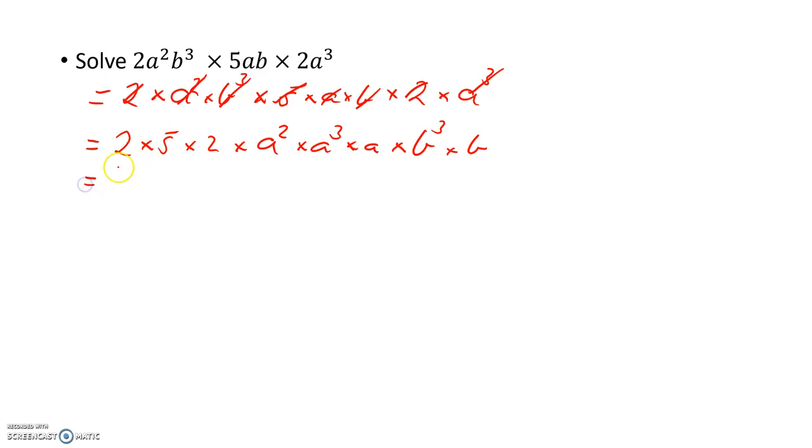Now if I work the numbers out, 2 times 5 is 10, times by 2 is 20. A, we got squared and cubed and power of 1, so 2 plus 3 is 5, plus 1 is 6. And b cubed and b to the power of 1 is b to the power of 4. When you know the rules, you can do these an awful lot quicker.